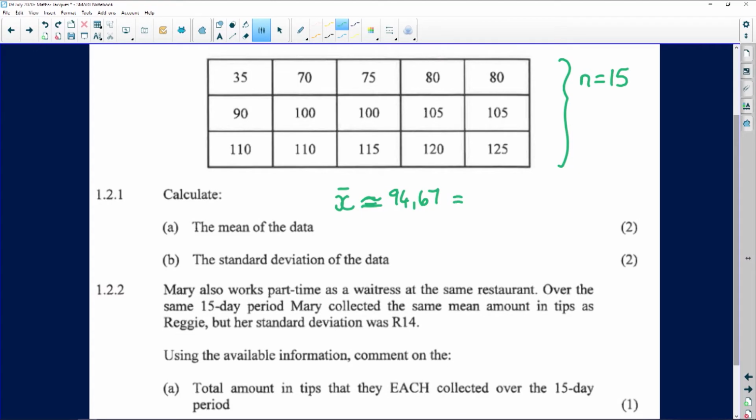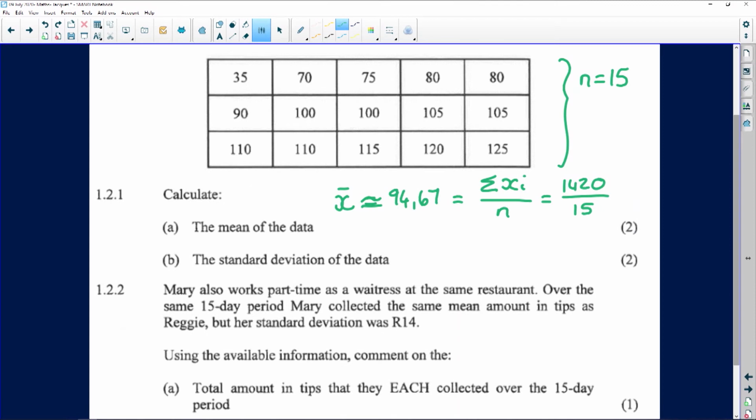Okay, now folks, how did I calculate this? I found the sum of all the data items divided by the number of data points. The sum of those data items is 1420 divided by the number of data items. That's what the calculator did for me. You can, if you want to, work out the sum of all of that and divide it by 15. If that's going to be quicker for you to add all of these together and divide by 15, then do that. That gives you the mean. There's nothing wrong with that.